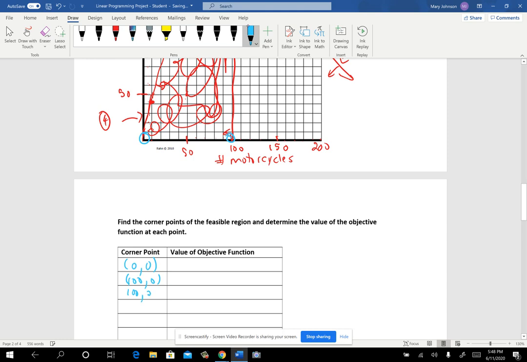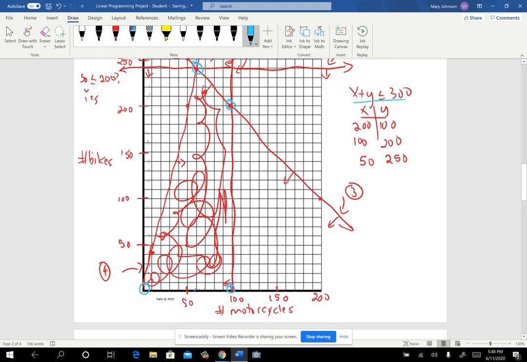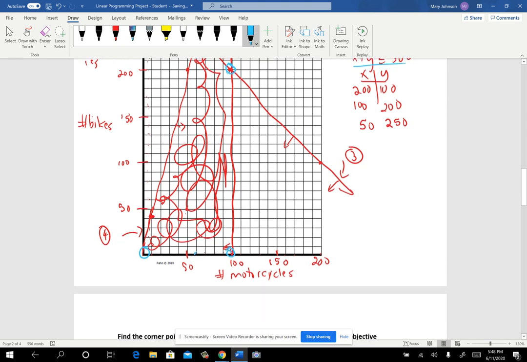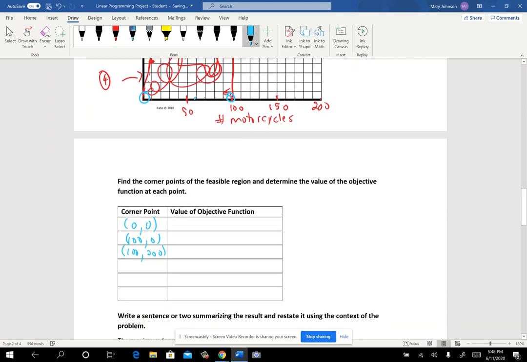And that makes sense, because 100, 200 would satisfy this right here. Then I'm going to go up to this one, and it looks like it is 60, 240. And 60, 240 would have also been a solution to that. So that makes sense, that it's a point of intersection. All right, and so then I go back and think about that objective function.